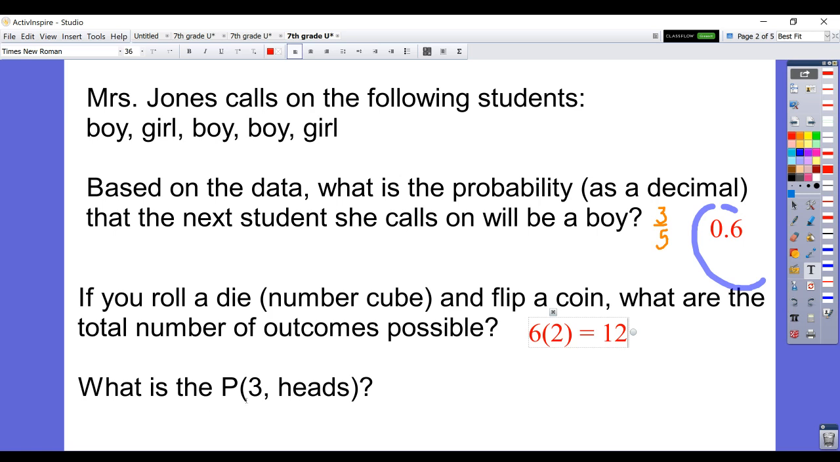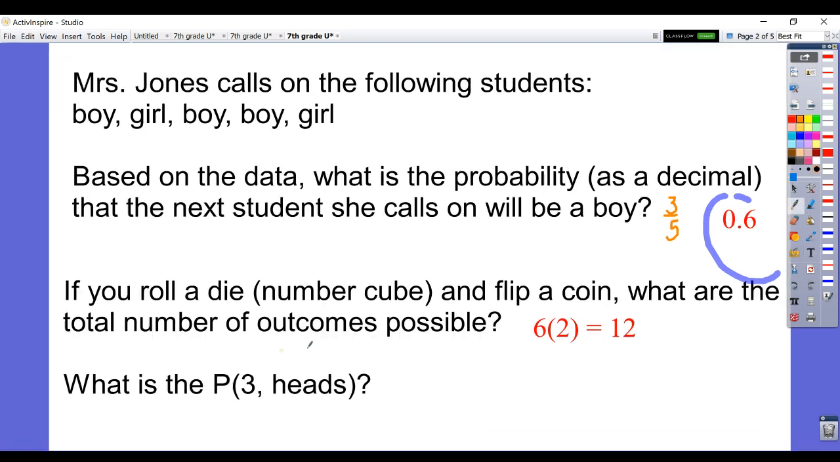Then it says, what is the probability of 3 heads? Now remember, this is the format for saying what's the probability of getting a 3 on the number cube and getting heads on the coin. So when you see it in this format, it means what's the probability of this and this occurring. Well, the probability of getting a 3 on a number cube is 1 out of 6. And the probability of getting heads on a coin is 1 out of 2. So the probability of getting both those things to occur is 1 out of 12. And again, the 12 should make sense as the denominator because that was the total number of possibilities.